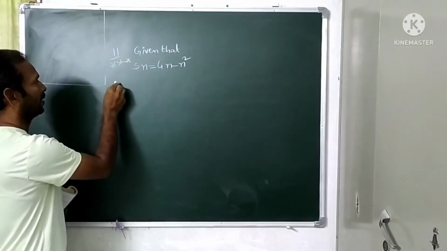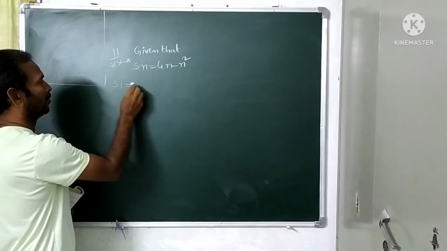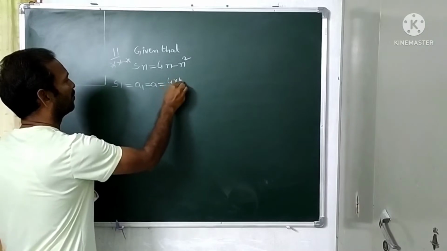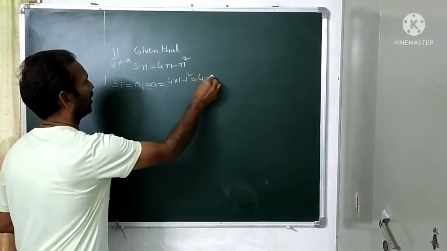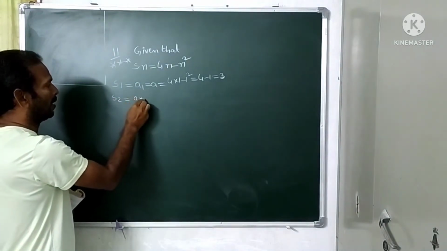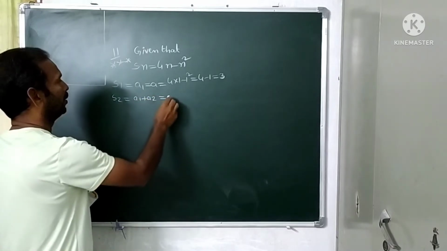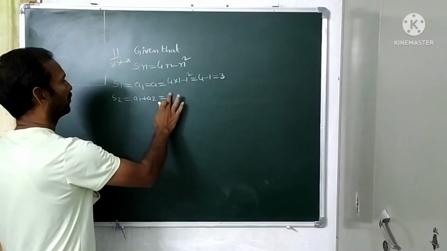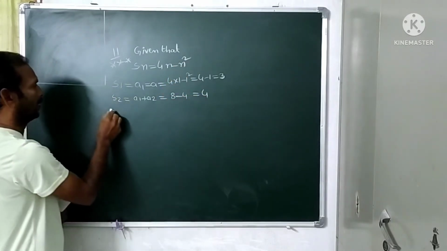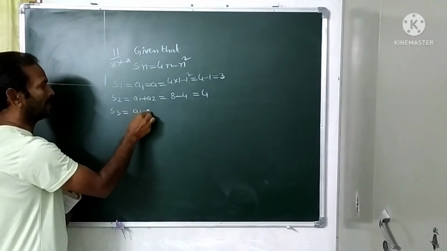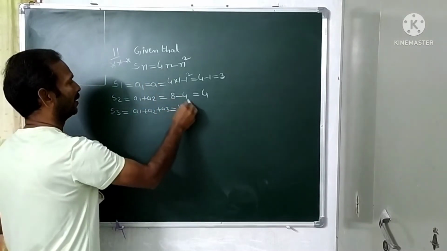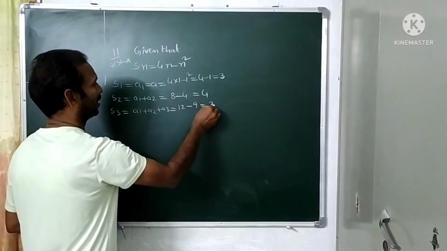First of all, understand that S1 means the first term, A1 or a, equals 4 into 1 minus 1 square, which is 4 minus 1, 3. S2 means the sum of two terms, A1 plus A2, equal to 4 into 2, 8, minus 2 square, 4, which is 4. S3 is A1 plus A2 plus A3: 4 times 3 is 12, minus 3 square, 9, equals 3.